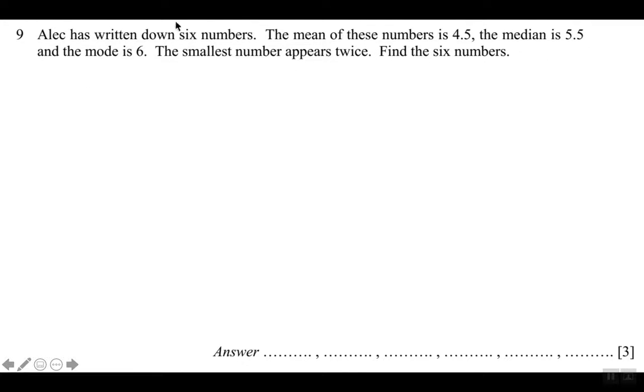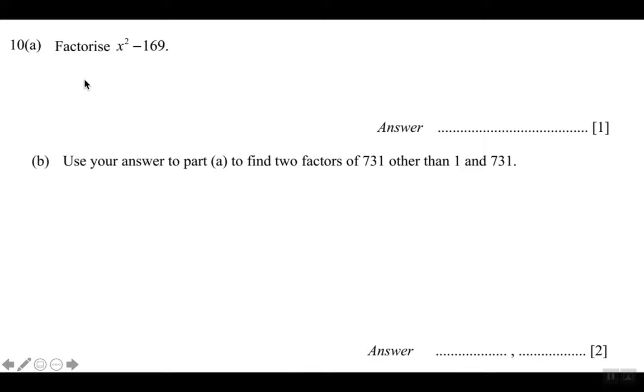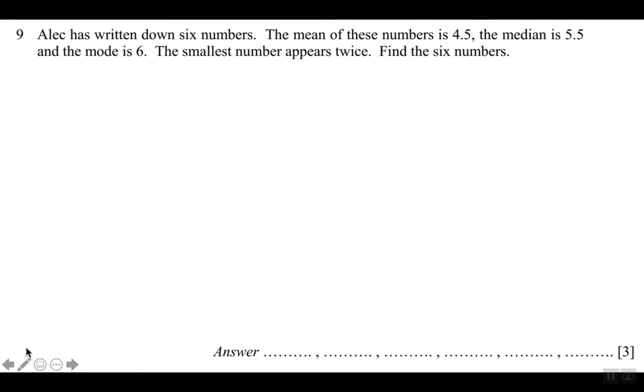Number 9, Alec has written out 6 numbers. The mean of these numbers is 4.5, the median is 5.5 and the mode is 6. The smallest number appears twice. Find the 6th number. So the mean is 4.5, so the total is 4.5 times 6, which is 9 times 3, which is 27.